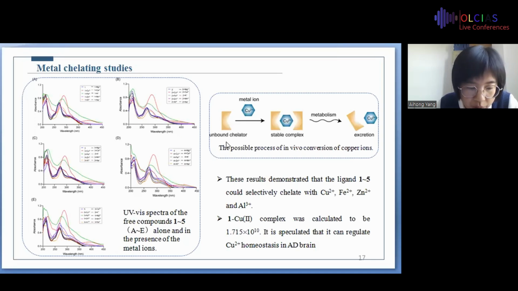The possible process of in vivo conversion of copper ions may be the unbound chelator coordinates to the metal ions to form stable complex. It is then metabolized out of the body. The stability constant of complex 1 copper was calculated to be 1.715 times 10 to the 10. It is speculated that in AD brain, the ligand may remove copper ion in overload situation.